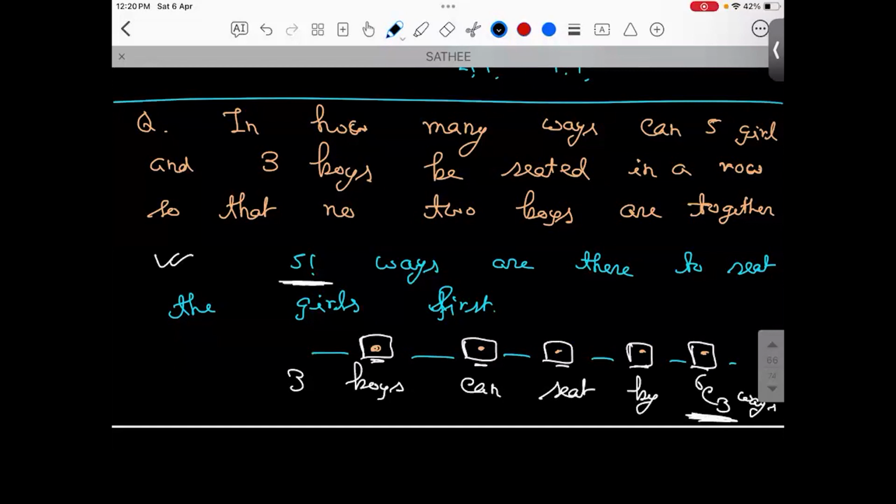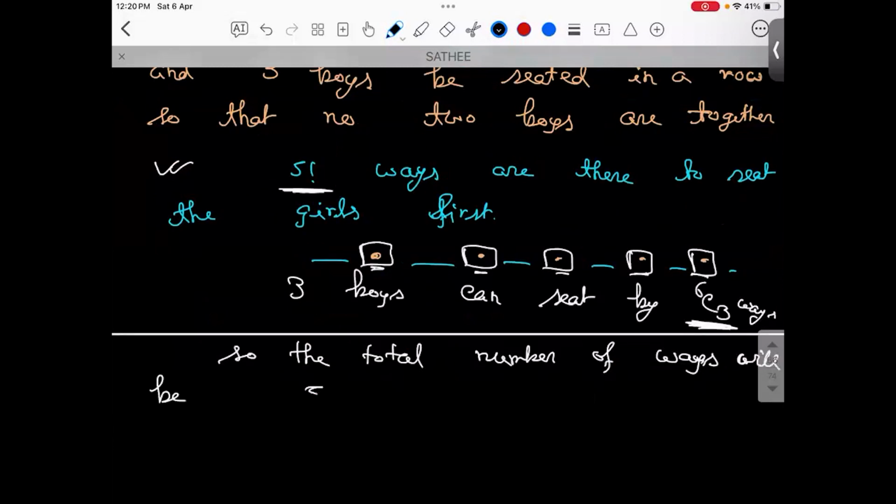So the total number of ways will be 5 factorial into 6C3, which will give us, okay, you can calculate the number. I will not calculate it right now. So this many ways we can have.